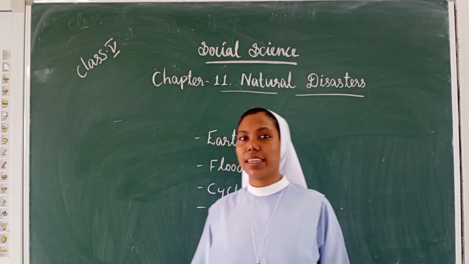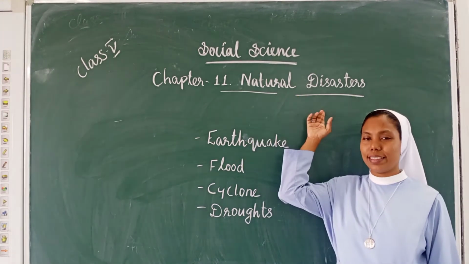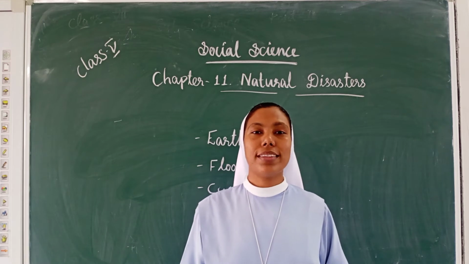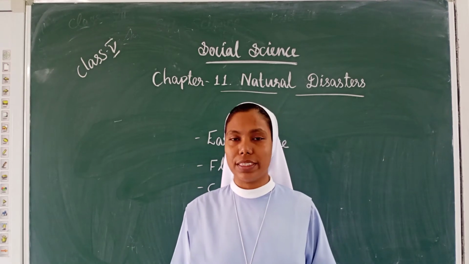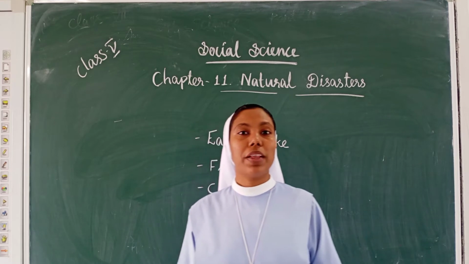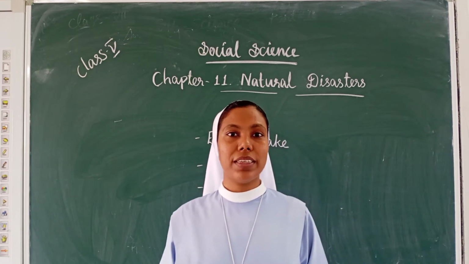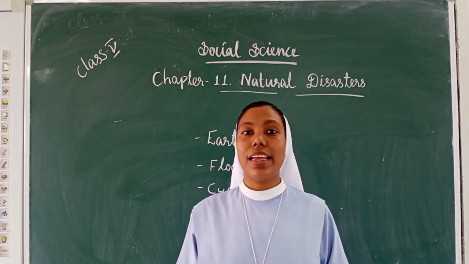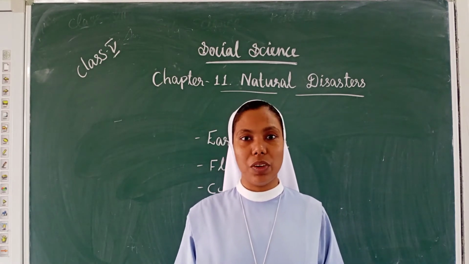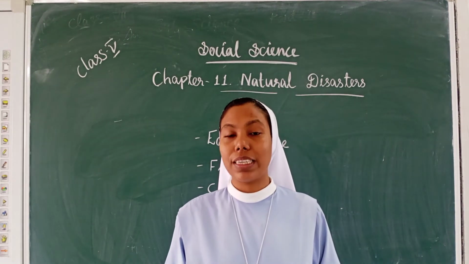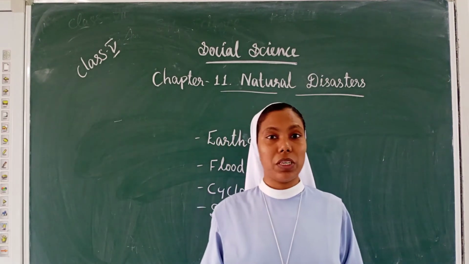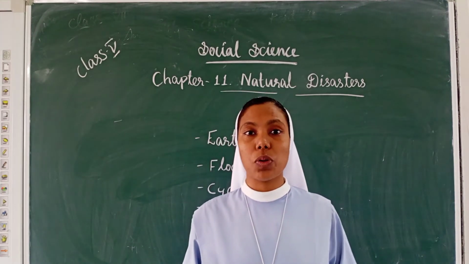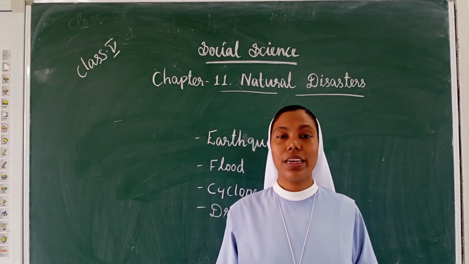Dear students, today let us continue chapter 11, Natural Disasters. Do you know what natural disasters are? Natural disasters are natural activities that cause the loss of life, and damage to the environment and property. When natural disasters take place, they destroy people's lives, property, and the environment. So it is called a natural disaster.